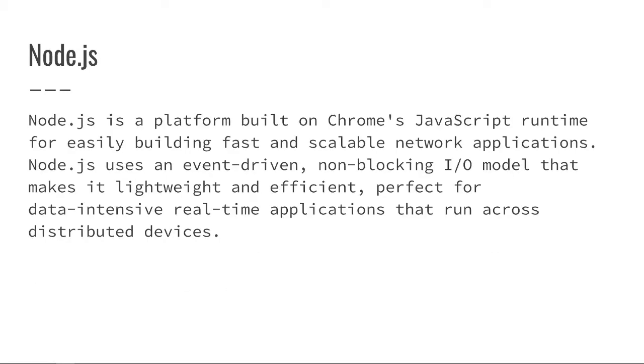What is Node.js? So this is the definition on their website, which is like Node.js is a platform built on Chrome's JavaScript runtime for easily building fast and scalable network applications. Right? Pay attention to some of the network applications. Node.js uses an event-driven non-blocking I/O model that makes it lightweight and efficient.